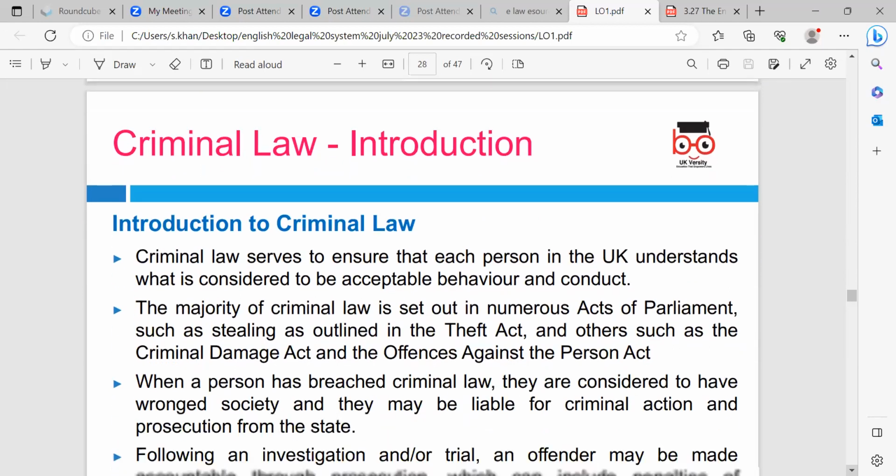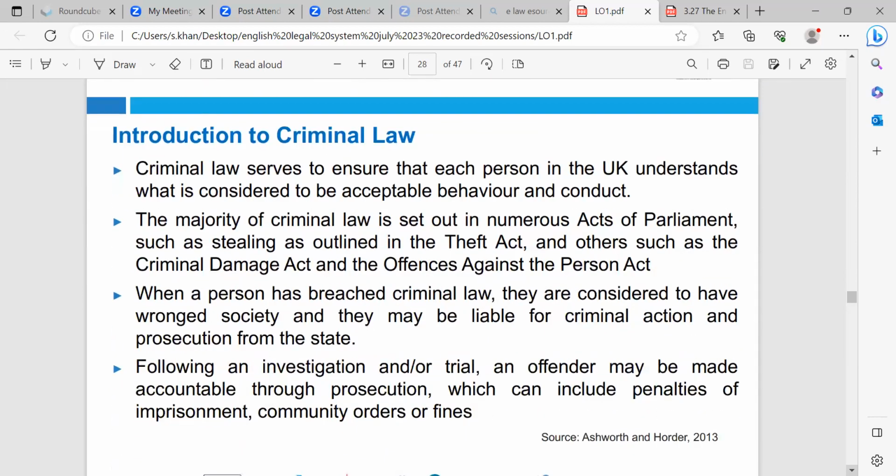So then we go on to what criminal law is, an introduction to criminal law. Criminal law serves to ensure that each person in the United Kingdom understands what is considered to be acceptable behaviour and conduct. The majority of criminal law is set out in numerous acts of Parliament, such as stealing, as outlined in the Theft Act, and others such as the Criminal Damage Act and the Offences Against the Person Act. When a person has breached criminal law, they are considered to have wronged society.